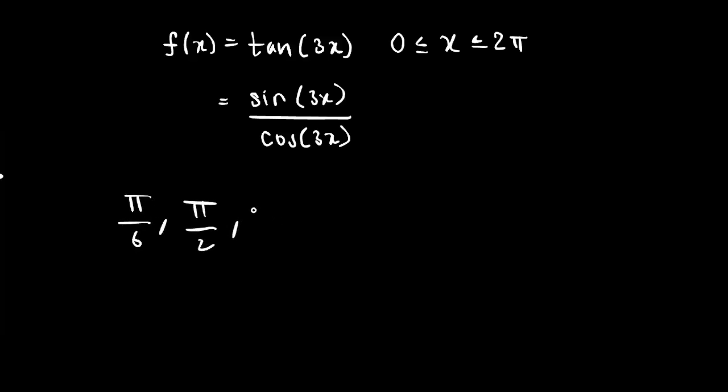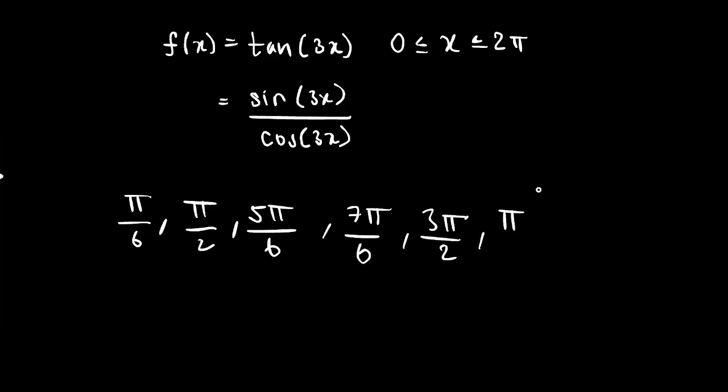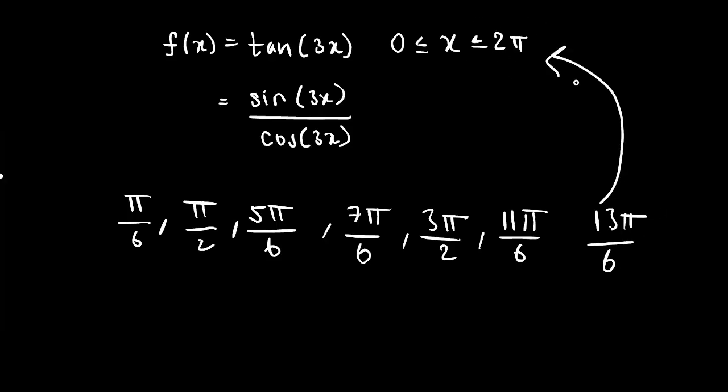Doing so will end up giving us our answers of pi over 6, pi over 2, 5 pi over 6, 7 pi over 6, 3 pi over 2, and 11 pi over 6. Again, if we continued on to 13 pi over 6, we would now be outside of this range of 2 pi. So that's why we stop here at 11 pi over 6. So these are all going to be our discontinuities.